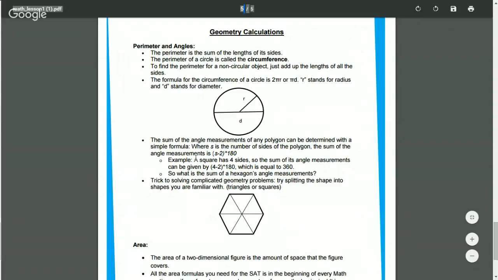So for example, a square has 4 sides, so s is 4. The sum of its angle measurements can be given by 4 minus 2 times 180. And when you do the math, it ends up being 360 degrees, which is why a square has 360 degrees.